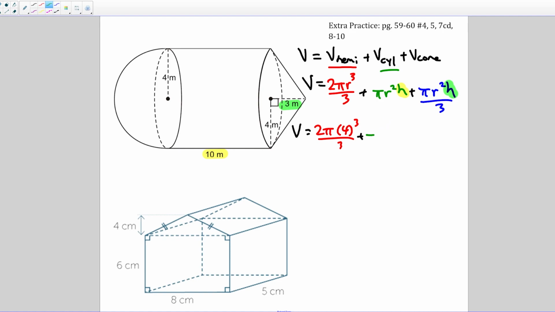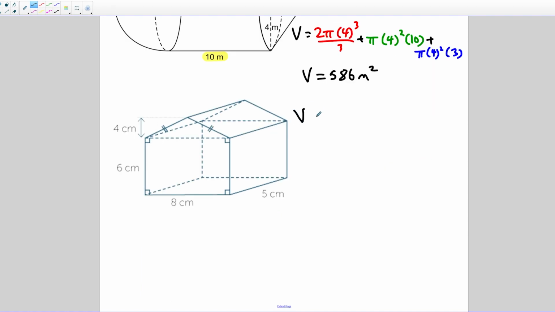plus your pi times your radius, which is 4 squared, times your height, which is going to be this 10 here. And then we're going to add that to your cone, pi times 4 squared. And maybe I will actually move that down here so we can see it. Pi times 4 squared times your height, which is 3. And then once we enter that all into your calculator, we get 586 meters squared.